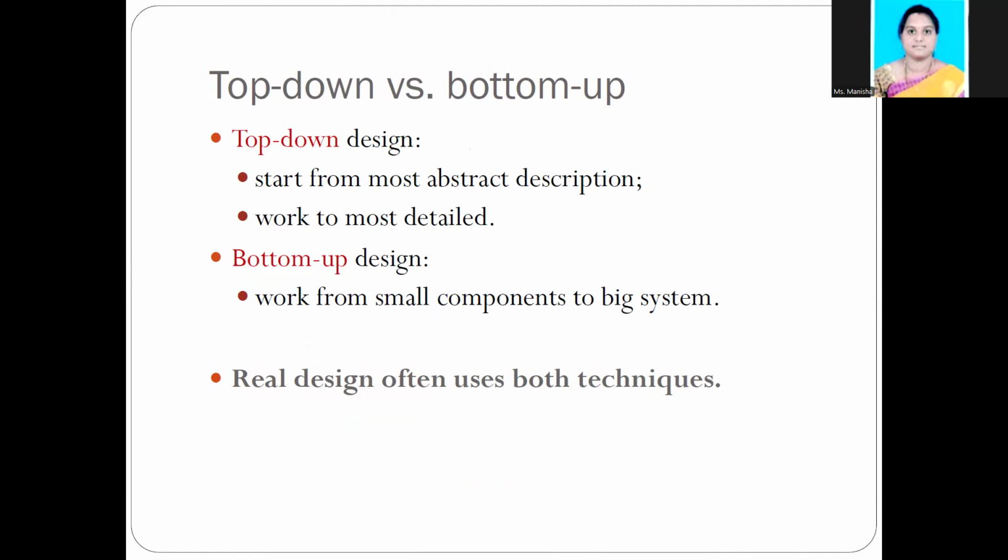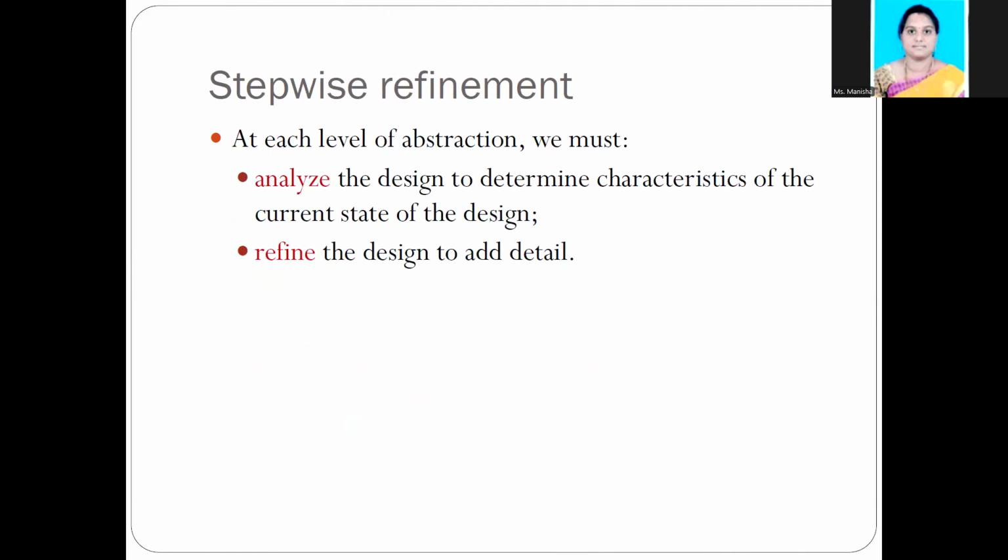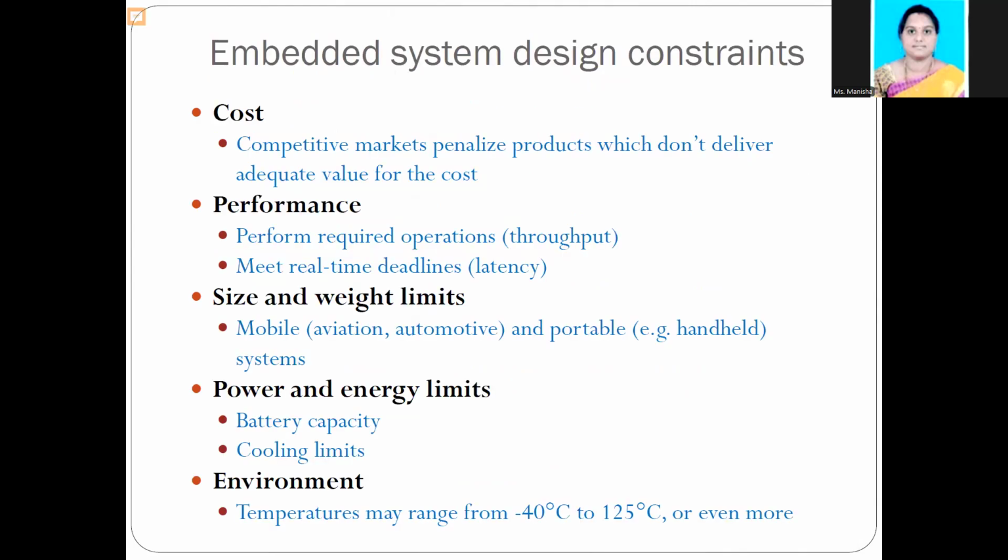So it follows two approaches, the top-down approach and the bottom-up approach. In the top-down approach, we start from the most abstract description and work to the most detail. In bottom-up design, we work from small components to a big system. Real design often uses both techniques. So in stepwise refinement, at each level of abstraction, we must analyze the design to determine characteristics of the current state of the design, and refine the design to add detail.